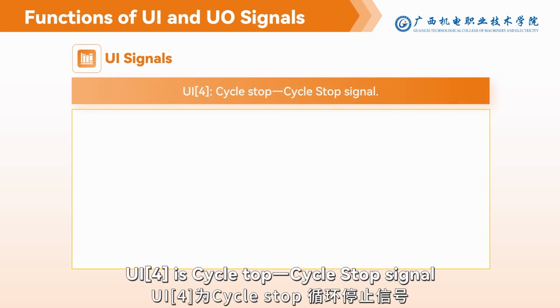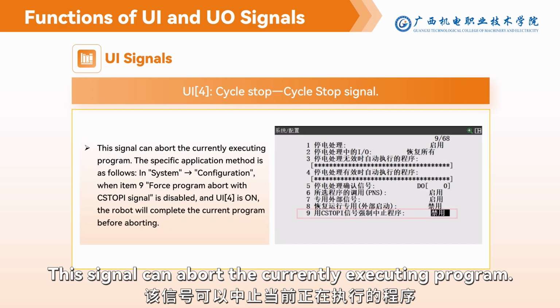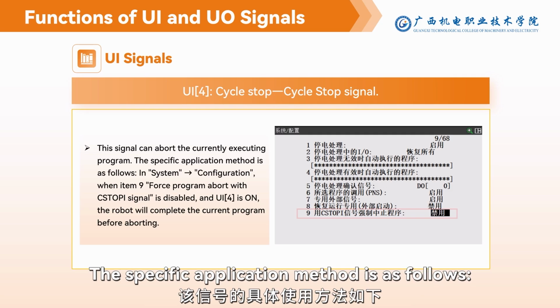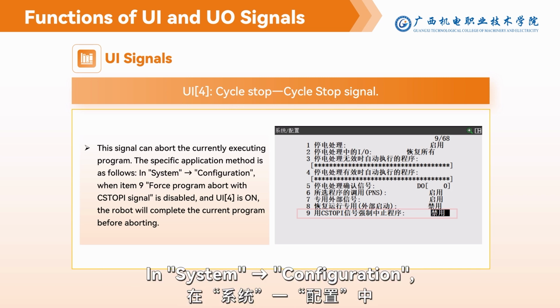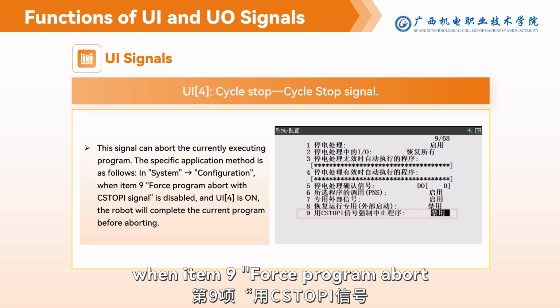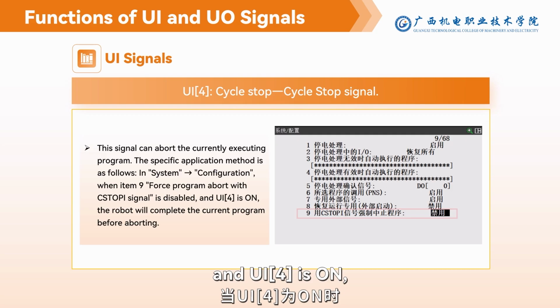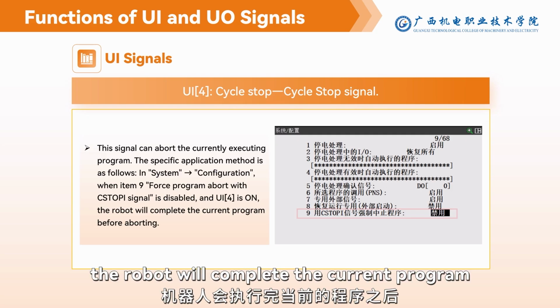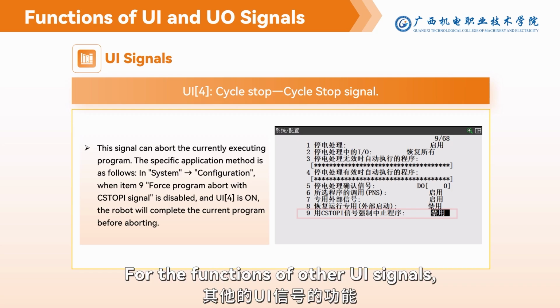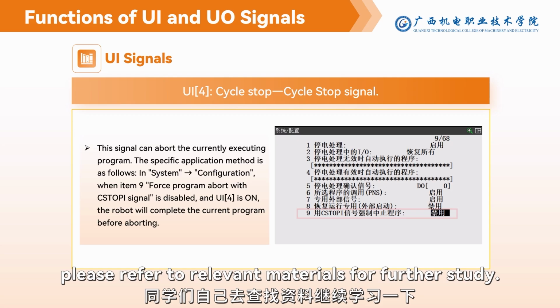UI4 is the cycle stop signal. This signal can abort the currently executing program. The specific application method is as follows. In system configuration, when item 9, "Abort program with CSTOPI signal," is disabled and UI4 is on, the robot will complete the current program before aborting. For the functions of other UI signals, please refer to relevant materials for further study.